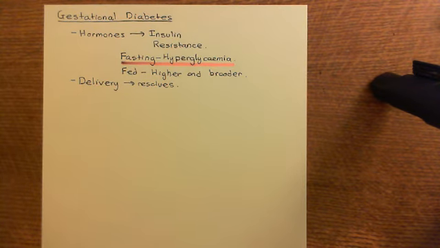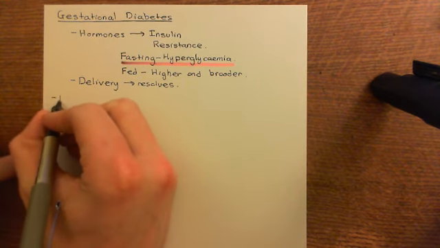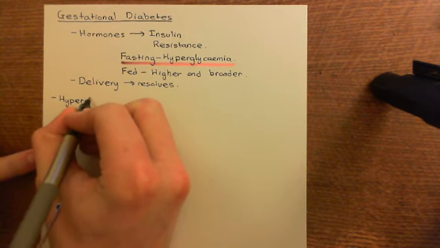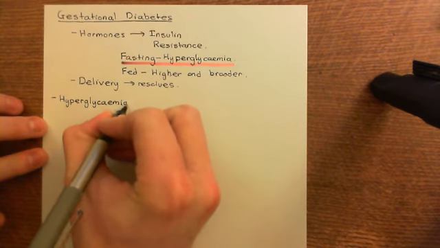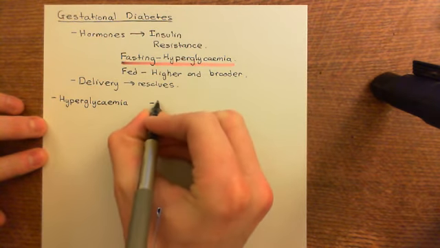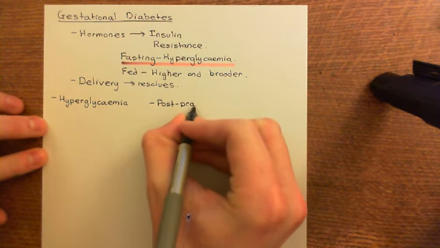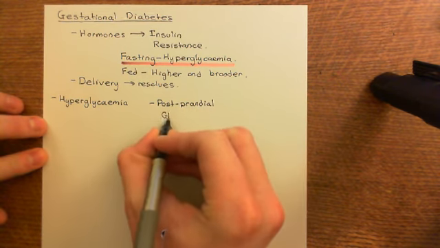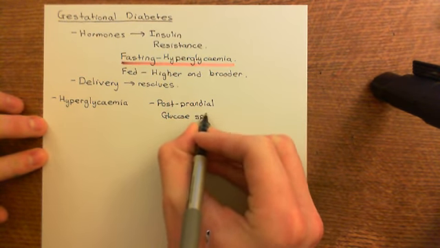Now, the thing that they all share in common is that they cause hyperglycemia in the fasting state, so too high blood glucose concentration in the fasting state. And they also cause the postprandial glucose spikes to become not only taller, but also broader. Postprandial glucose spikes problem, and that's in the fed state.